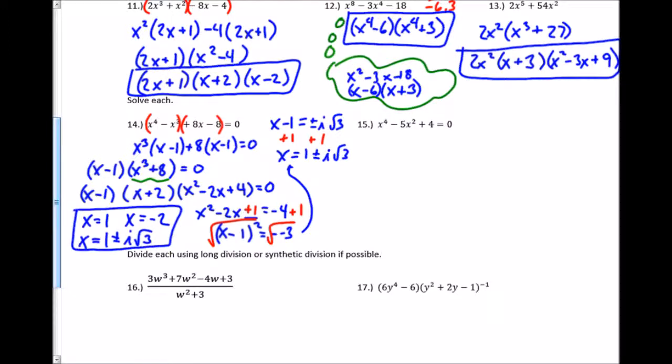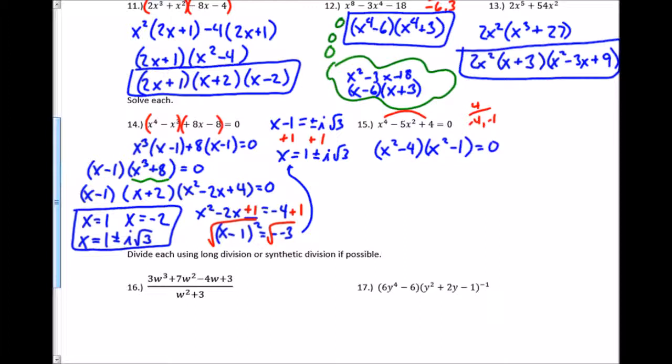If I look at number 15, it is quadratic in form: something squared, something to the first, and then a constant term, so I build a bridge. Two numbers that multiply together to give me a 4 but add to a -5 are a -4 and a -1, which means this thing is going to factor, instead of an x minus 4 and an x minus 1, as an x squared minus 4 and an x squared minus 1.